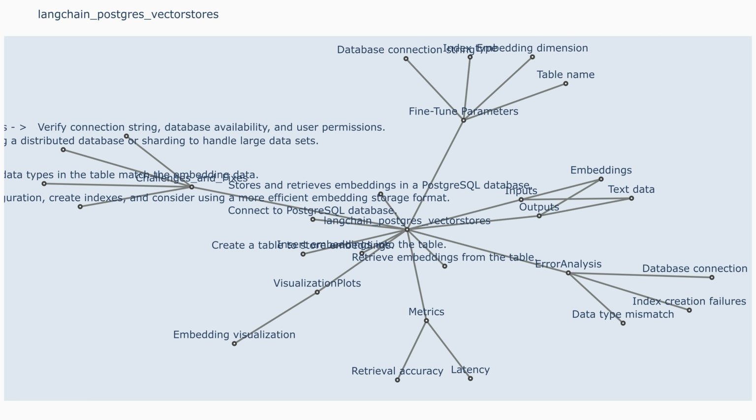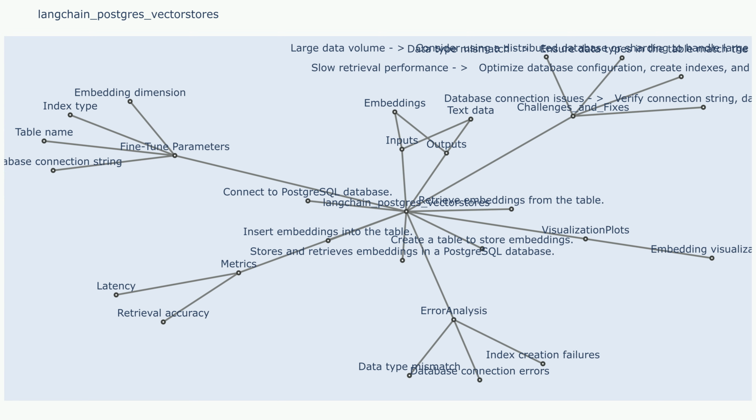Langchain Postgres Vector Stores. Description. The Langchain PostgreSQL Vector Store is a vector database that utilizes PostgreSQL to store and retrieve vector embeddings. It offers a powerful and scalable solution for storing and querying large amounts of data embedded in vector space.